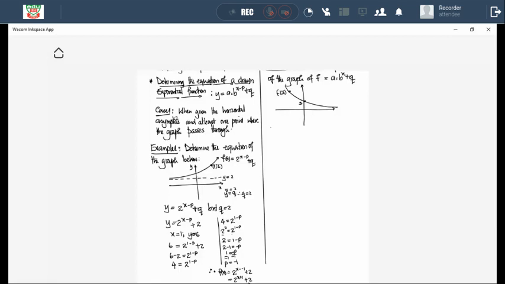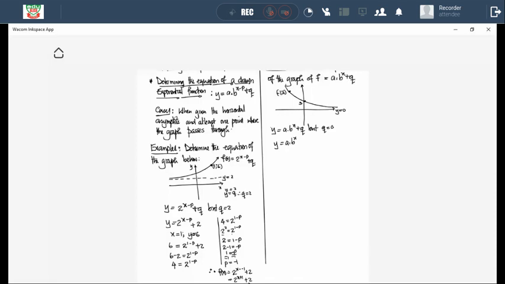Right, for me to come up with the equation, I know that this is going to be y equal to a b to the power of x plus q. Okay, right, that's your f of x. The first thing I can see is that I've got a horizontal asymptote, and in this case, the horizontal asymptote is y equal to 0. So in effect, your q is going to be 0 in this case. So this is going to be y equal to a times b to the power of x plus q, which is 0.